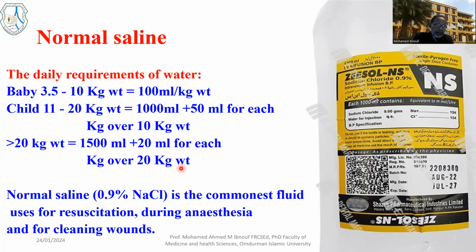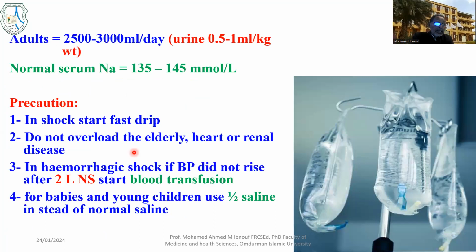Now, normal saline is the commonest fluid used in hospitals, and it is used in resuscitation, during anesthesia, and for cleaning of wounds. Now, as I said before, the daily water intake requirement is 2.5 to 3 liters per day, and the urine output should be 0.5 to 1 milliliter per kilogram body weight per hour. And the normal serum sodium is 135 to 145 millimole, that is milliequivalent per liter.